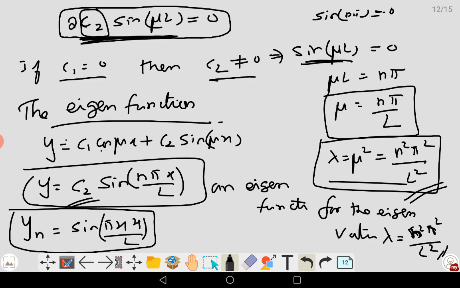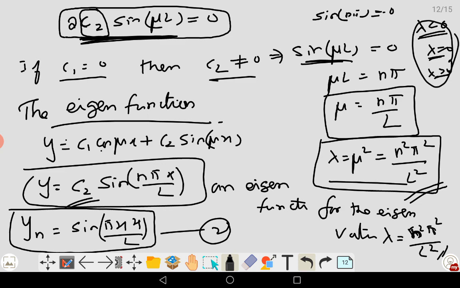We have to do the same with boundary condition 2 to get another set of functions. So this is our y_n second solution. First case gave you constant, second case gives sin n pi x by L. Third, no, actually this is the third case. First case, lambda less than 0, there is no eigenvalue. Lambda equal to 0, you got y is constant. Lambda greater than 0, there are two possibilities. One is boundary condition 1, second is boundary condition 2.